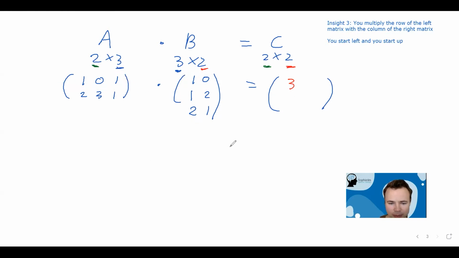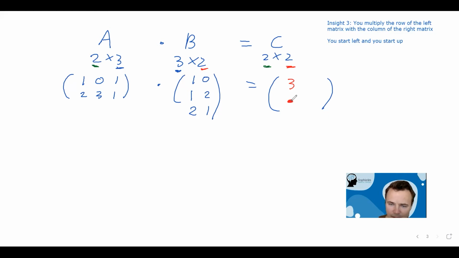Yes, I can definitely explain it once more. So to get the element from row 1 and column 1, I take row 1 and column 1. And then I do 1 times 1 plus 0 times 1 plus 1 times 2. You see that? So you start left and you start up. And that gives me the 3. So again, 1 times 1 plus 0 times 1 plus 1 times 2 is 3. Yes, very good. Okay.